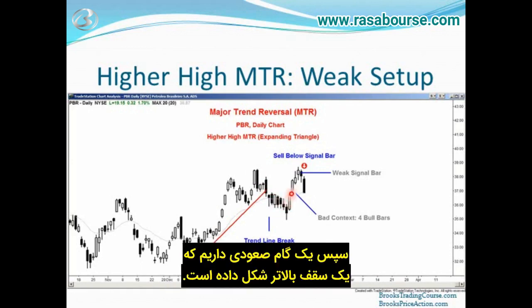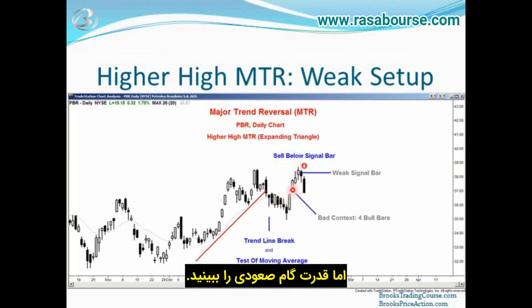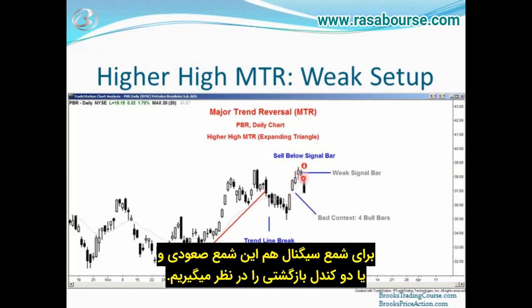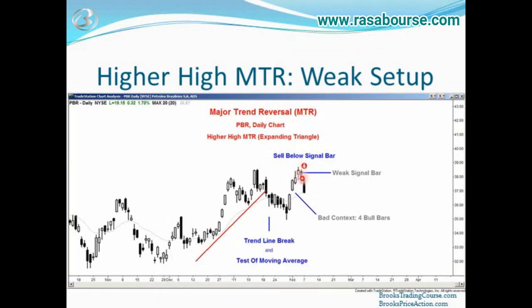Next, there's a rally to a new high, maybe a double top, maybe slightly above the high, but look at the strength of the rally. We have a bull breakout and a total of 4 bull trend bars. The signal bar is either this bull bar or this 2-bar reversal. However, the tail is very big.